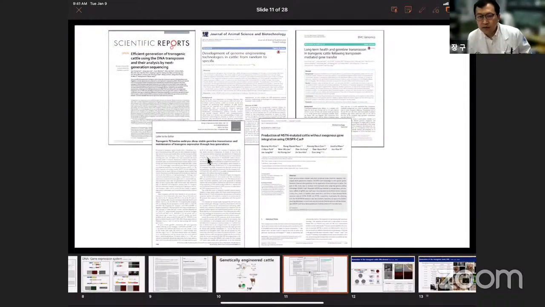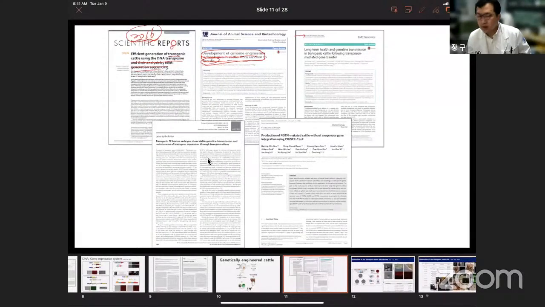This is the main topic today, the content on genetically engineered cattle. In 2016, we first generated transgenic cattle using the DNA transposon system. It was published in Scientific Reports in 2016. Then we summarized a review paper about that, developing genome engineering technology in cattle from random to specific.